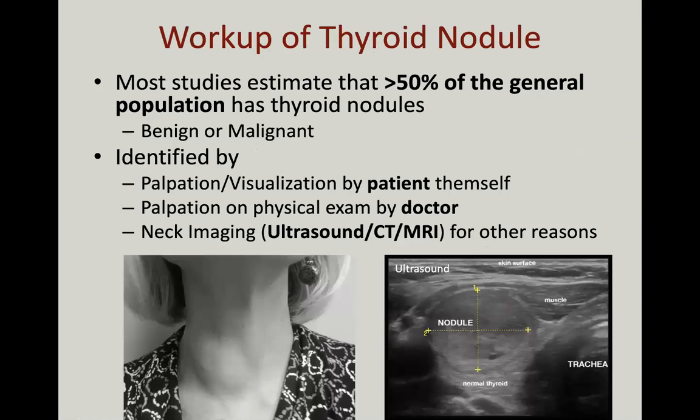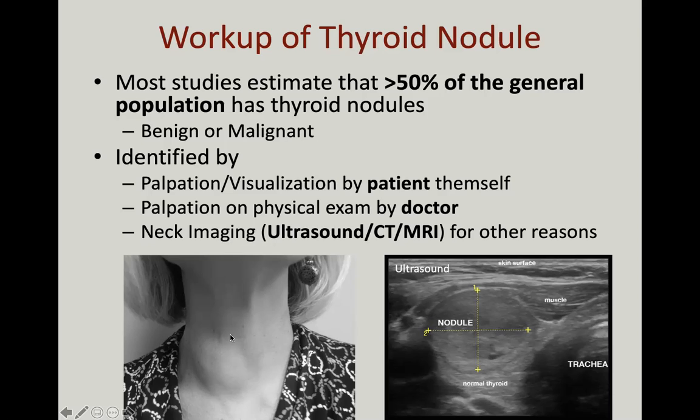So what happens when a patient has a thyroid nodule? Most studies estimate that over 50% of the population has thyroid nodules, either benign or malignant. These are identified by visualization by the patient themselves, by palpation by the doctor on physical exam, and certainly by neck imaging performed for other reasons, whether it be other ultrasounds of the neck, CTs or MRIs of the head and neck. Often these thyroid nodules pop up, and after they are viewed, we are required to pursue them, or at least evaluate them for their potential to be benign or malignant.